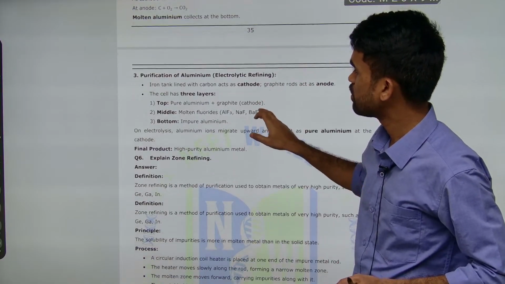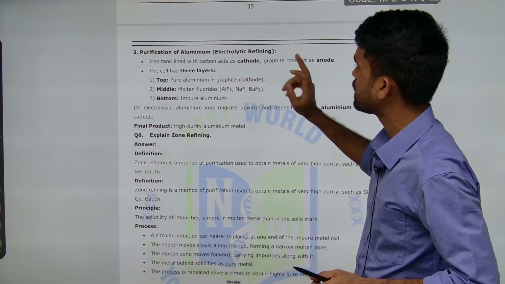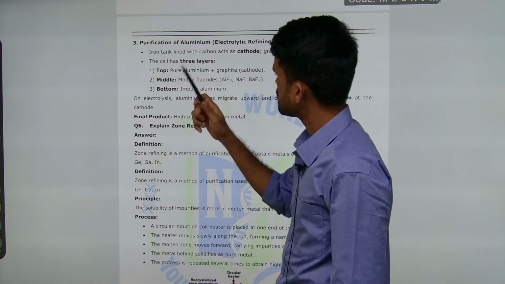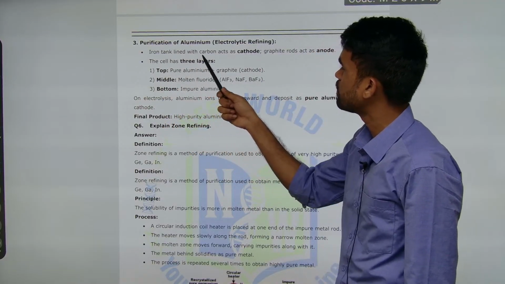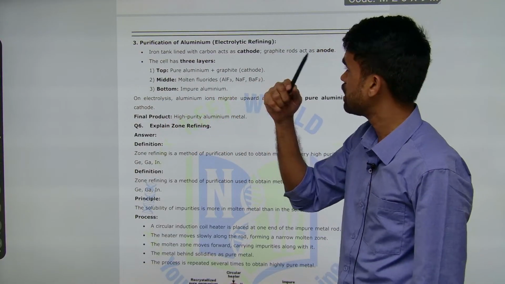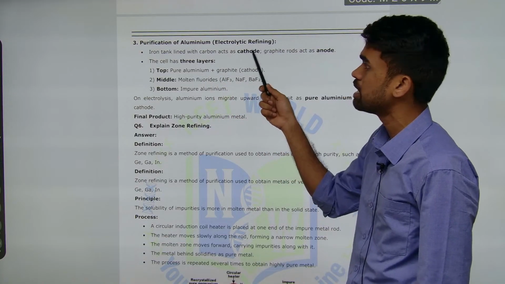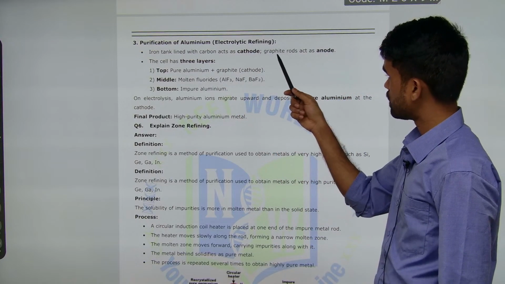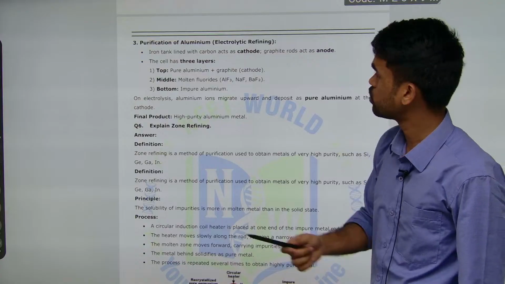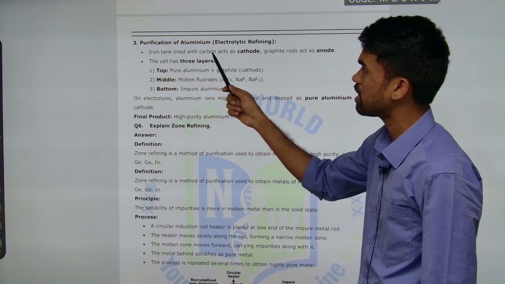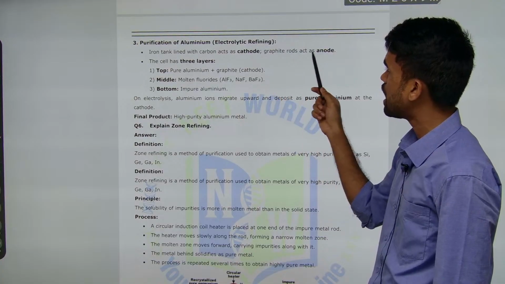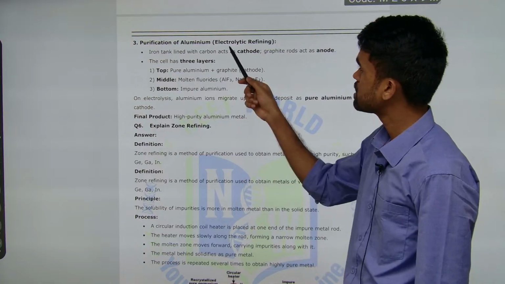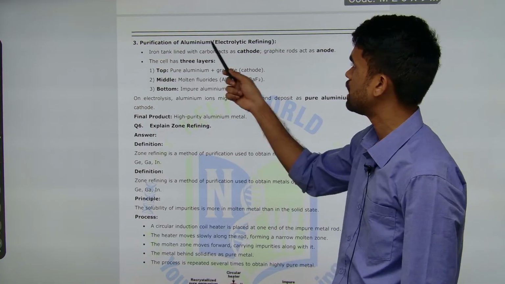The next one is purification of aluminium by electrolytic refining. Just listen here. There is an iron tank lined with carbon, which acts as the cathode. Both are carbon, but remember: the iron tank lined with carbon acts as the cathode, whereas graphite rods act as the anode. The cell has 3 layers. In this cell, electrolytic refining is used for purification of aluminium.